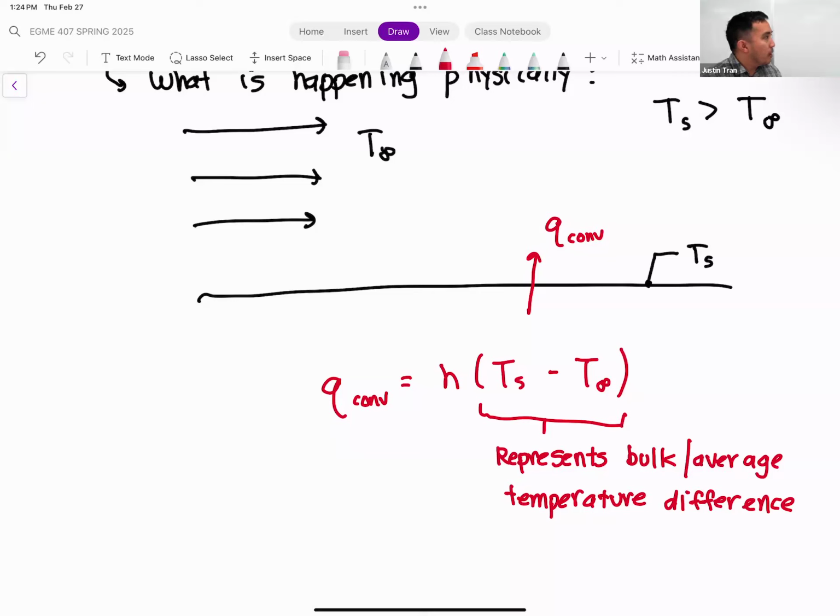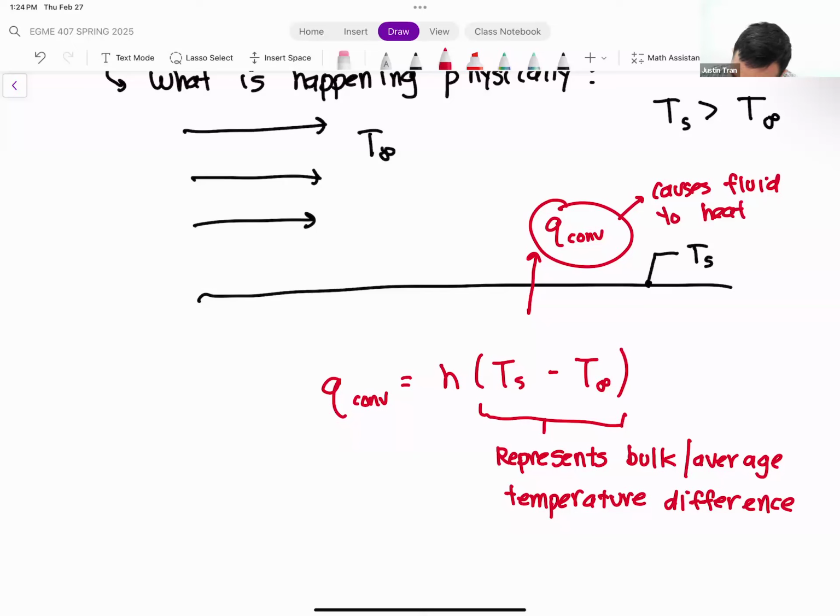But in reality, and people pointed this out in previous weeks too, that heat that is lost from the surface doesn't just go to the abyss. It is actually going towards heating the fluid, right? So as heat is lost from the surface, the fluid actually is heating up. We've mostly ignored it up until this point, but let's talk about it a bit more.